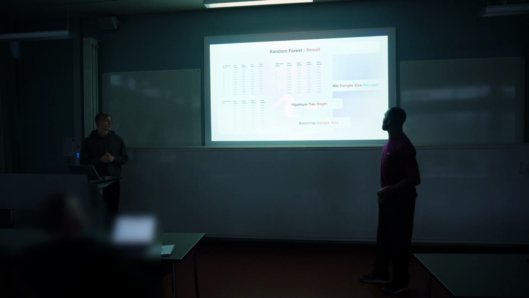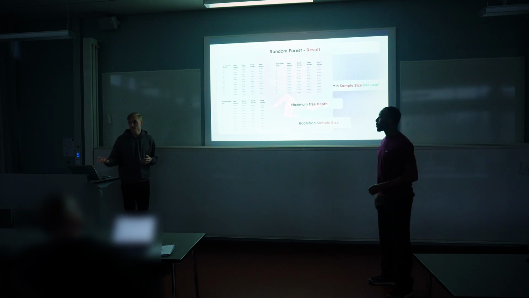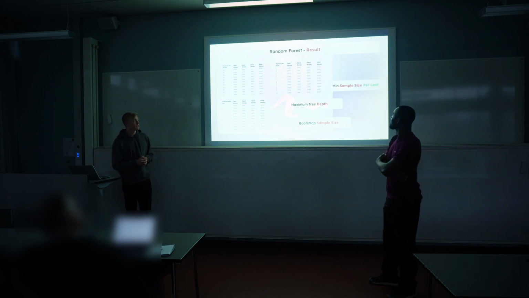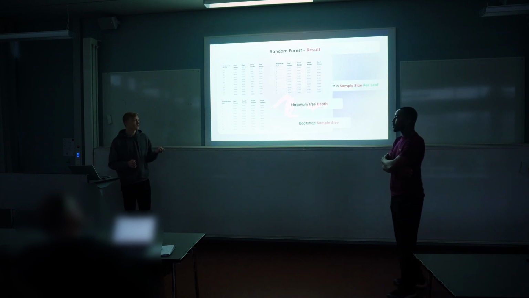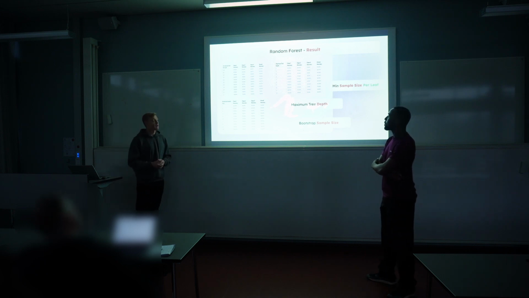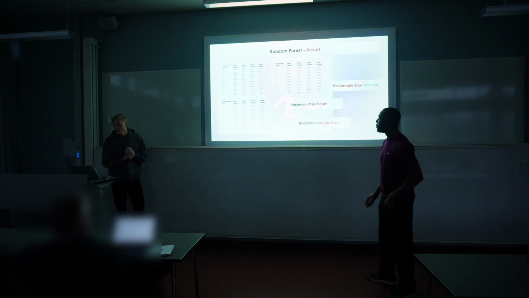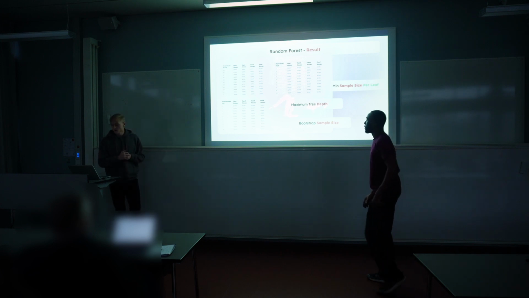The random forest results. Basically, we wanted to see how different variables would change the performance of the model. We looked at min sample size per leaf, which is the least amount of data points allowed per leaf until it had to stop, so it didn't continue on further and overfit. And we had the maximum tree depth, which is how many layers or times it goes down. And we had the bootstrap sample size, which refers to the number of samples drawn when creating each decision tree.